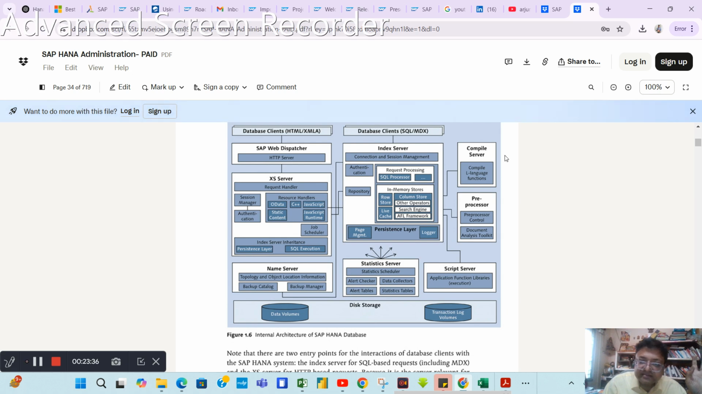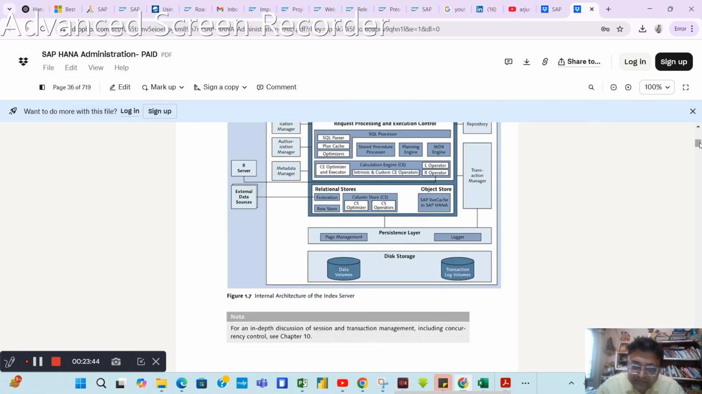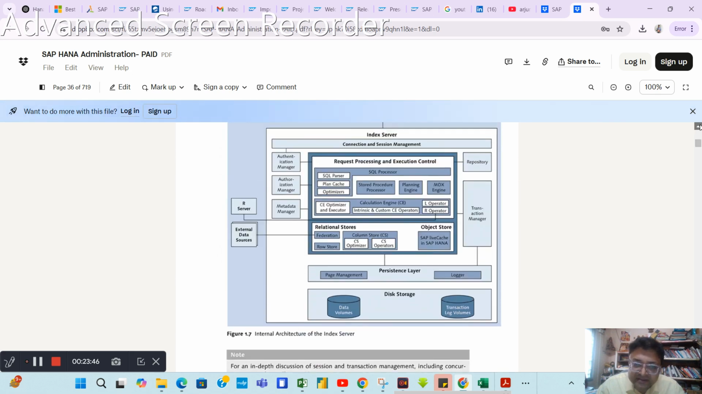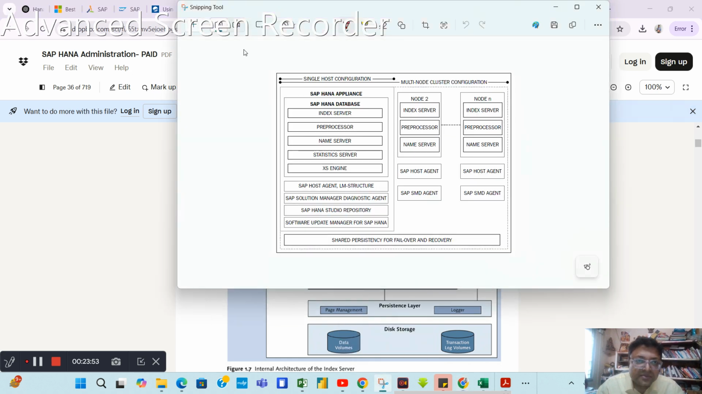Similarly, index is connected with compile server with preprocessor. Now this diagram is very important. As and when we unfold the nitty-gritties of the discussion, we will be referring to this diagram again and again. So let us take a print screen of this.